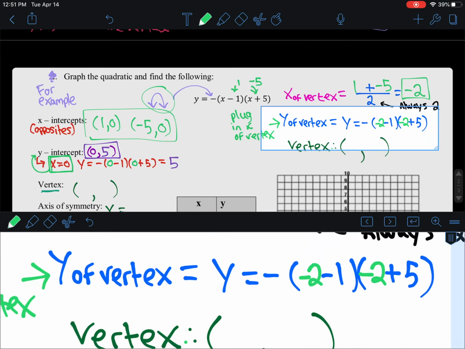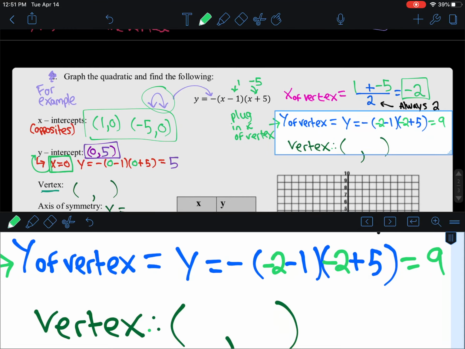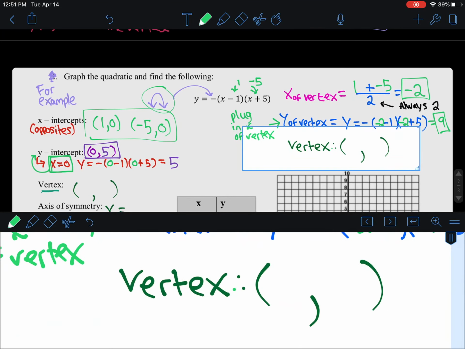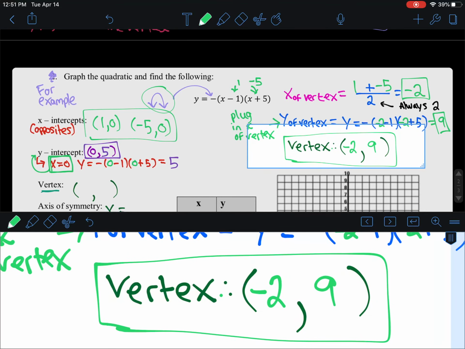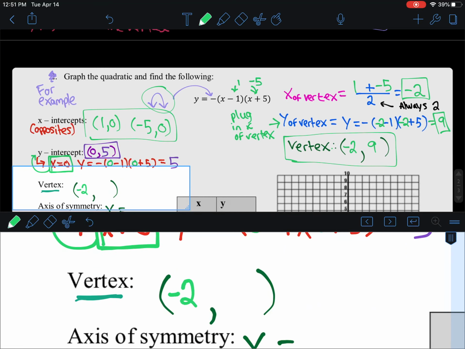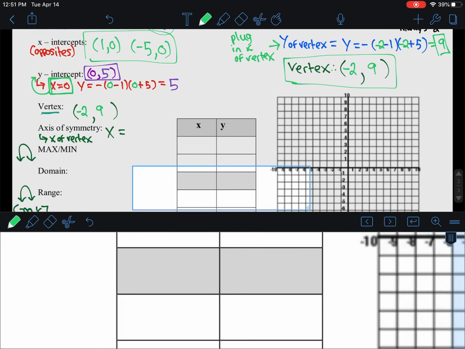So the y of the vertex in this case is going to be 9. So my vertex in this problem is going to be -2, 9. So there you go. Now that you've found the vertex, you can figure out your table. This is how you can graph in Desmos, so make sure you pay attention.